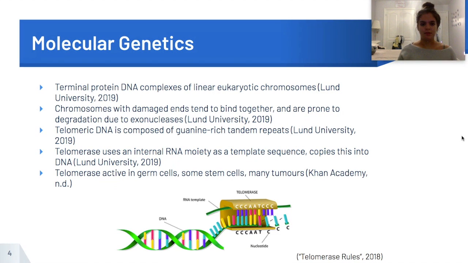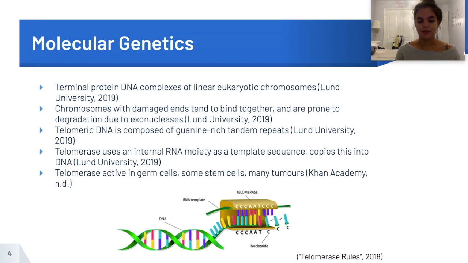A little bit deeper into the molecular genetics, telomeres are specifically terminal protein DNA complexes of linear eukaryotic chromosomes. And another reason why they're so important is because chromosomes with damaged or exposed ends tend to fuse together and are also prone to being broken down and degraded due to exonuclease, which is an enzyme that cleaves off a nucleotide in a strand of polynucleotides. And telomerase is able to replace lost DNA sequences because it uses an RNA moiety as a template sequence and copies this into the DNA.